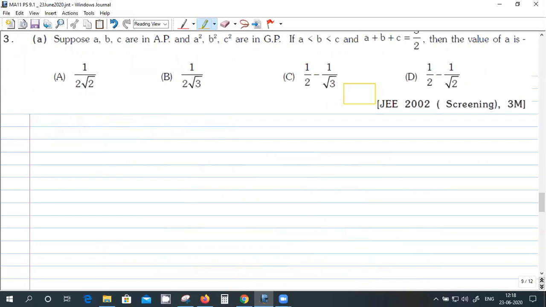This one. The sum of three terms of AP, A, B, C are in AP, and A square, B square, C square are in GP. And then A plus B plus C is 3 by 2, and A is less than B less than C. You have to find the value of A. So A, B, C are in AP, right? So you can write 2B equal to A plus C.